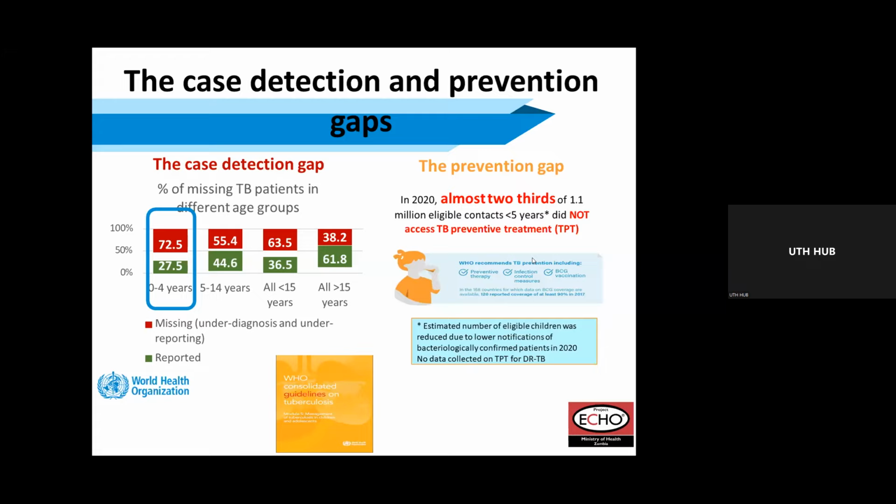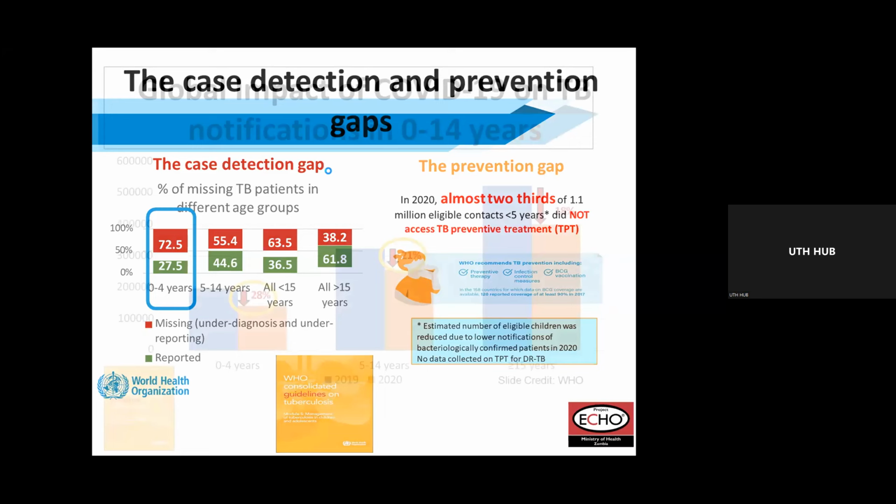So we see that only less than 30% below the age of 5 were picked up, which is quite a big gap. Then when we come to preventive therapy, in 2020, almost 2/3 of the 1.1 million children who were eligible for TPT did not access TB preventive therapy. This is another gap that we have. We see that especially in our HIV negative children who are exposed to TB contacts or household contacts, very few are actually given the TPT that they need to receive. So we are then getting a gap, and therefore these children end up proceeding and developing active disease. Okay, so we can look at this.